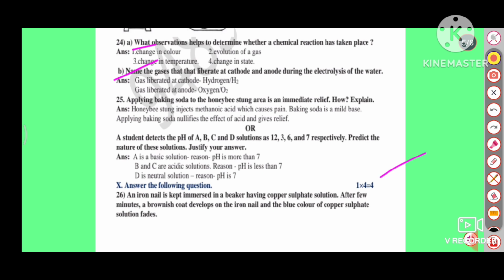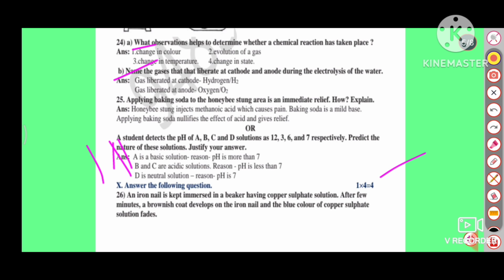Next question: a student detects the pH of A, B, C, and D solutions as 12, 3, 6, and 7 respectively. Predict the nature of these solutions. Justify your answer. Answer: A is a basic solution. Reason: pH is more than 7. B and C are acidic solutions. Reason: pH is less than 7. D is a neutral solution. Reason: pH is 7.